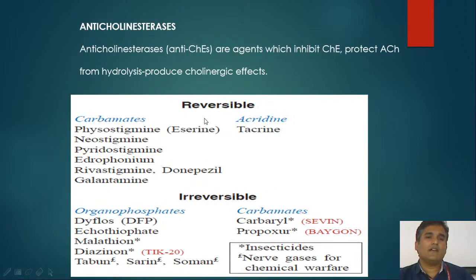Going to the reversible ones, we can classify them into carbamates and acridine. Carbamates include physostigmine, neostigmine, pyridostigmine, edrophonium, rivastigmine, galantamine, and donepezil. The acridine compound is tacrine, which was used earlier for Alzheimer's disease because it can cross the blood-brain barrier. Irreversible ones are organophosphates and carbamates. Among organophosphates are echothiophate, malathion, and diazinon, and these are the carbamate compounds.